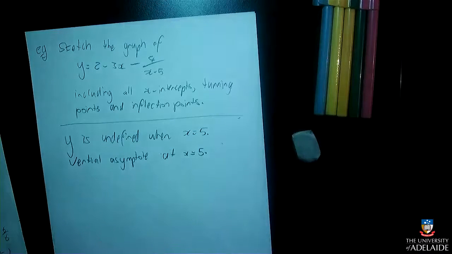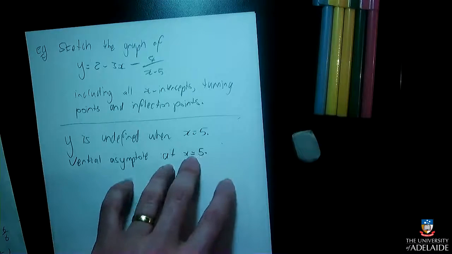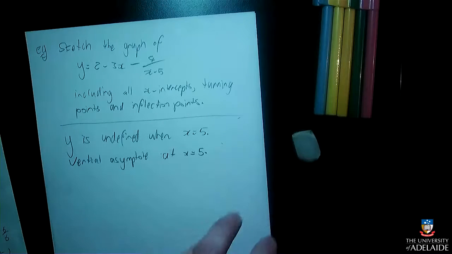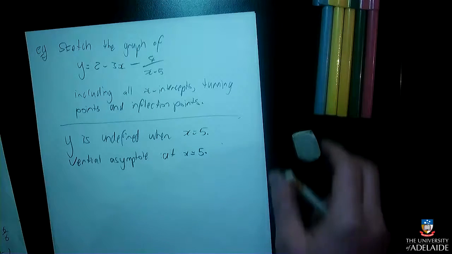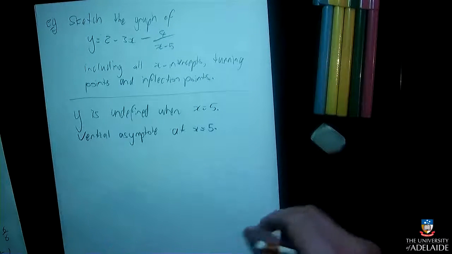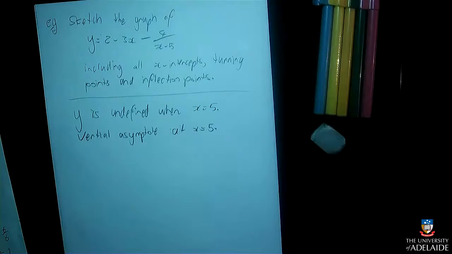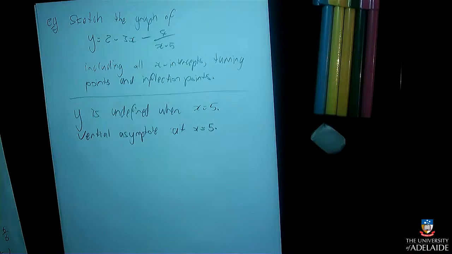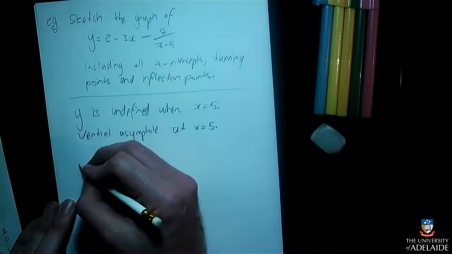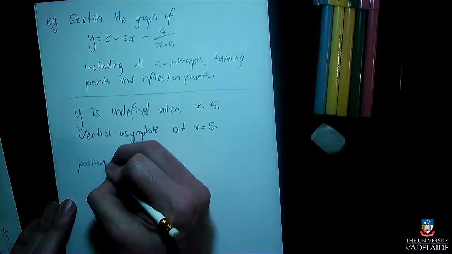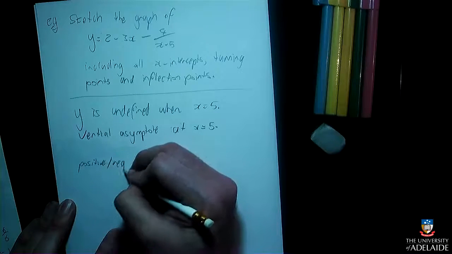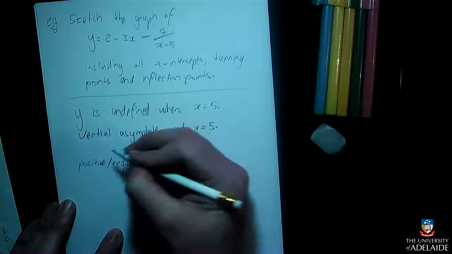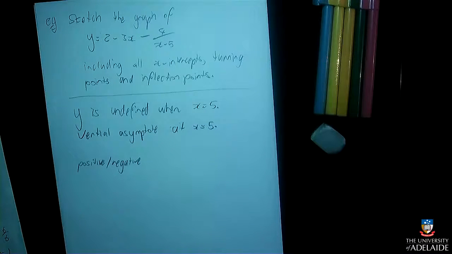Now I can look at this and attempt to figure out whether it's going up or going down next to that asymptote, but that's going to be covered by the bit when I figure out where it's positive and negative, so I don't actually have to do that now. So what I'm going to do now is figure out when y is positive and negative. And along the way I'll find the x-intercepts.